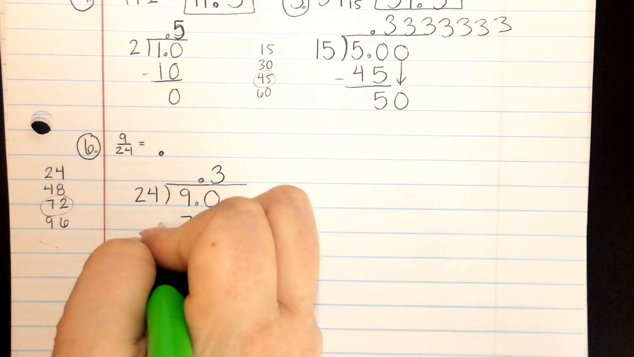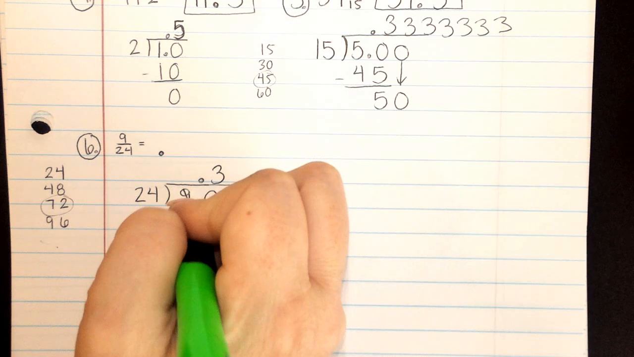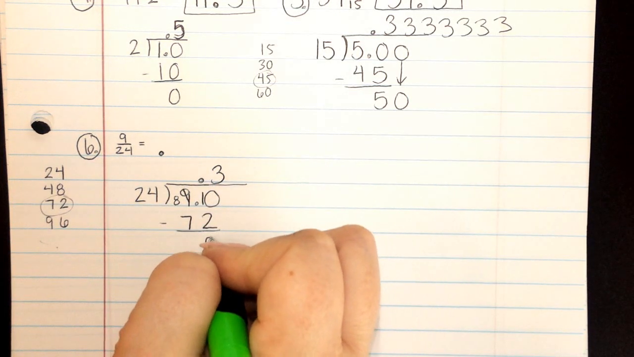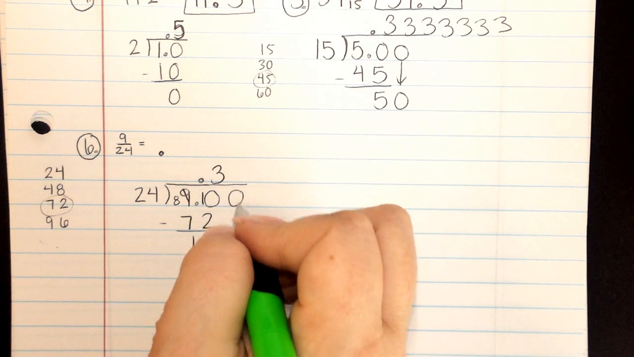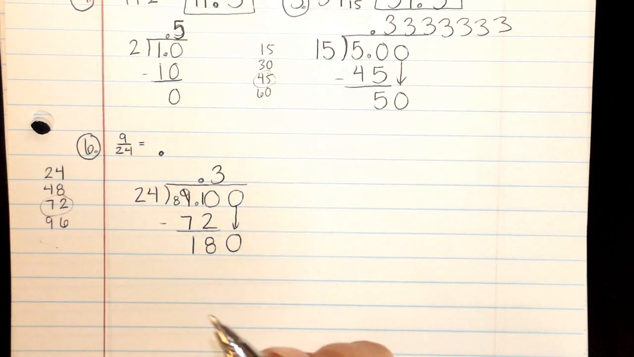All right, I have to subtract. Can I do 0 minus 2? No, so my 9 becomes 8. 10 minus 2 is? 8. And 8 minus 7 is? 1. We need to add a 0 and bring it down. Has the number repeated yet? No, so I've got to keep dividing.